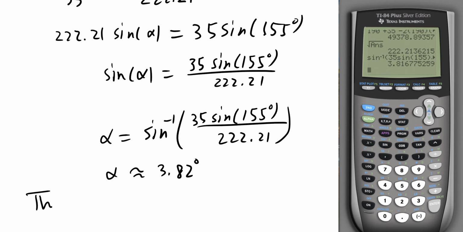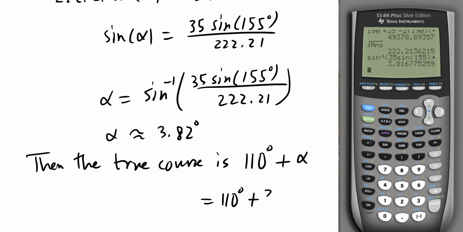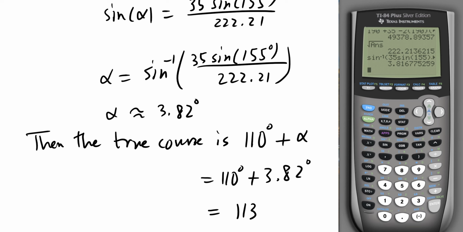Then the true course is given by 110 plus alpha. So it's 110 degrees plus 3.82 degrees. So that gives us 113.82 degrees. So I was able to use trig, specifically law of cosines and law of sines, to find the true course of the plane and the ground speed of the plane. Very interesting examples and applications overall.